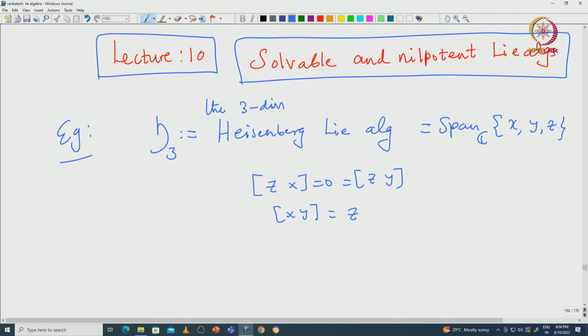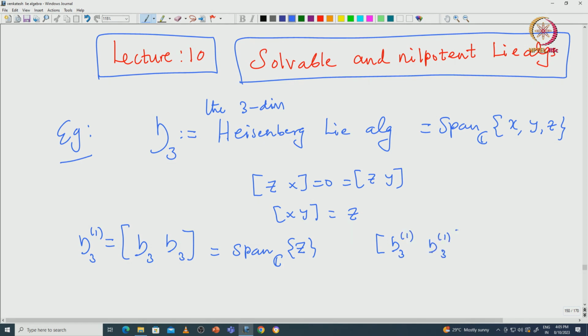Now you can easily see that if you compute the derived algebra of this, which is the bracket of H3 with H3, it will be just one dimensional, the span of z, because all other elements vanish. Now again, if you call this H3^1 and take another bracket with itself, the second derived algebra, that will be 0.